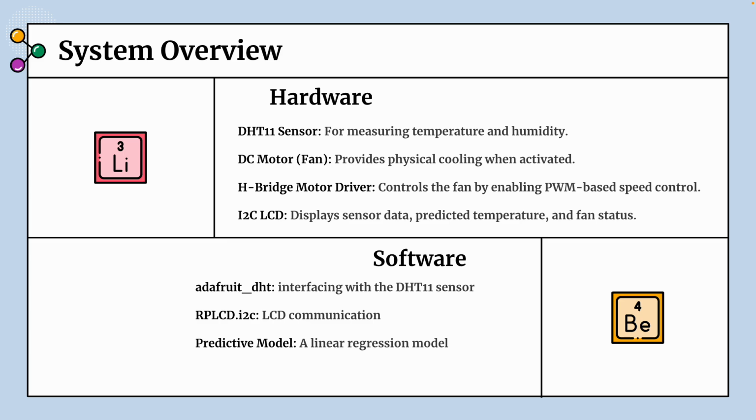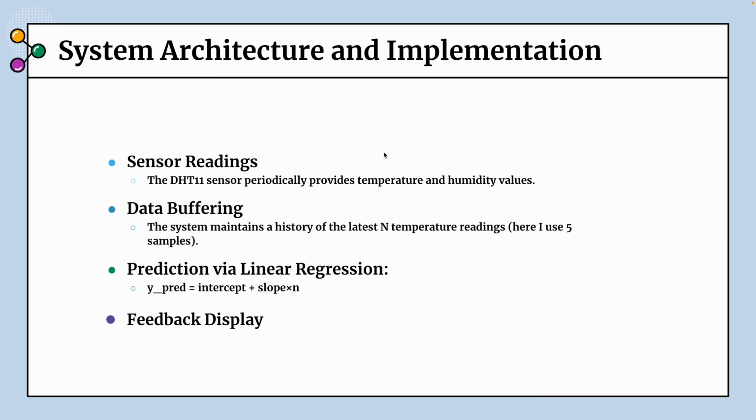And as for the software, I use several packages in coding my program. I use the DHT package to interface with the DHT sensor, and I use the I2C package to let the LCD communicate. And then I create the linear regression model using Python.